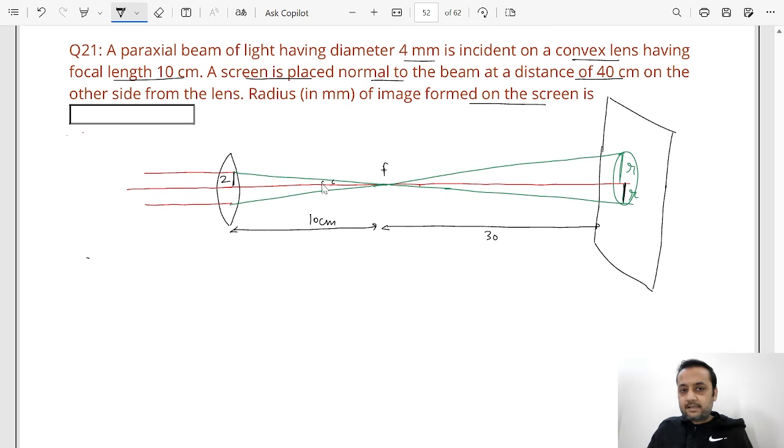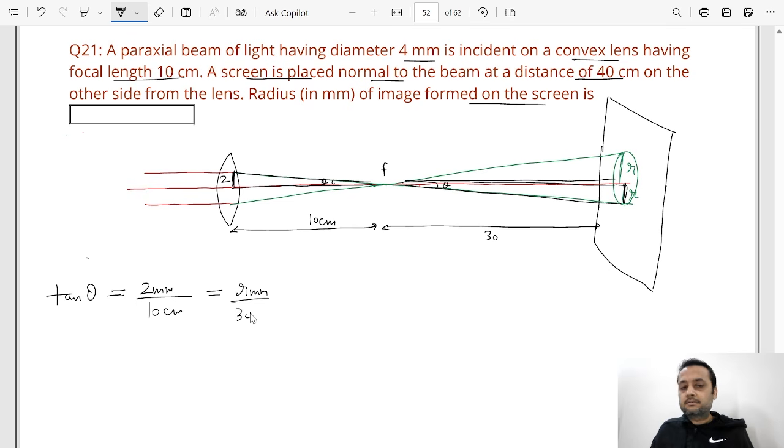If you call this angle theta, this angle will also be theta, vertically opposite angle. In this triangle, tan theta is 2 millimeter upon 10 centimeter. And in this triangle, tan theta will be r millimeter upon 30 centimeter. Now mm cancelled, centi cancelled, zeros cancelled, r is equal to 6. So the answer will be 6 millimeter.